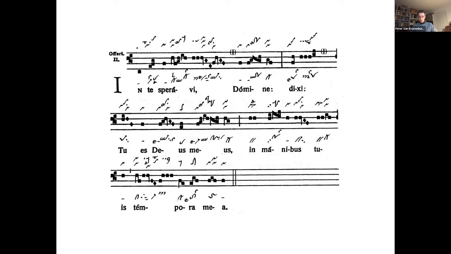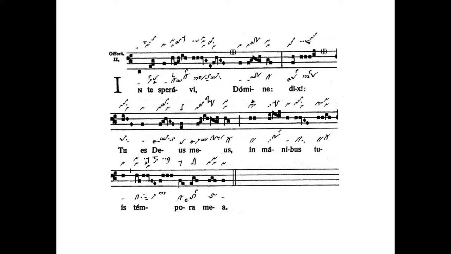In te speravi, Domine, dixi: Deus meus es tu, in manibus tuis.